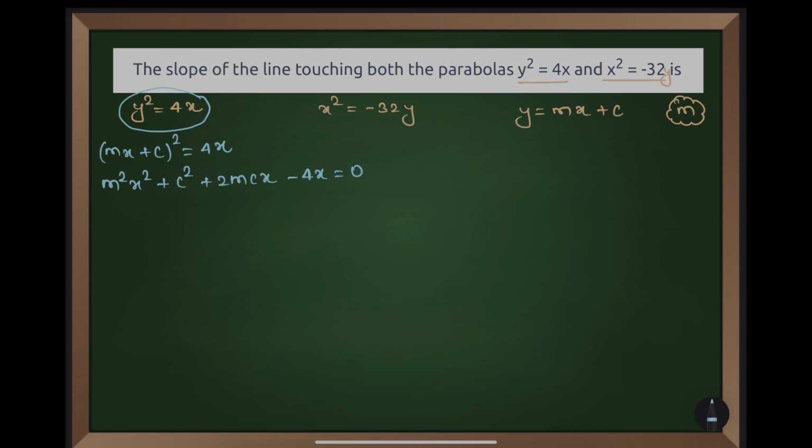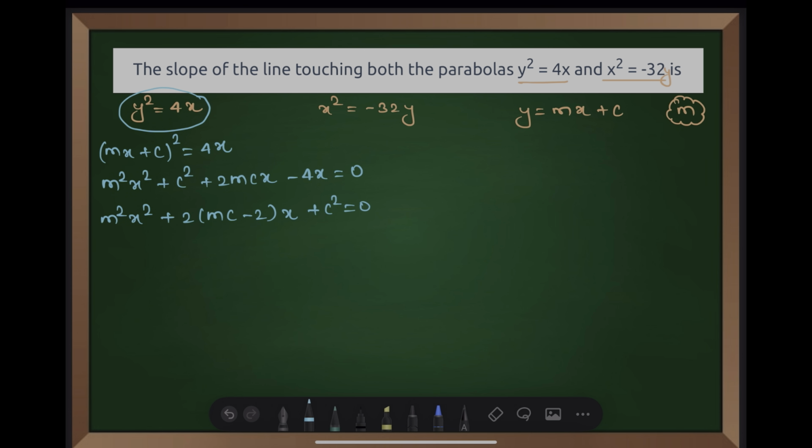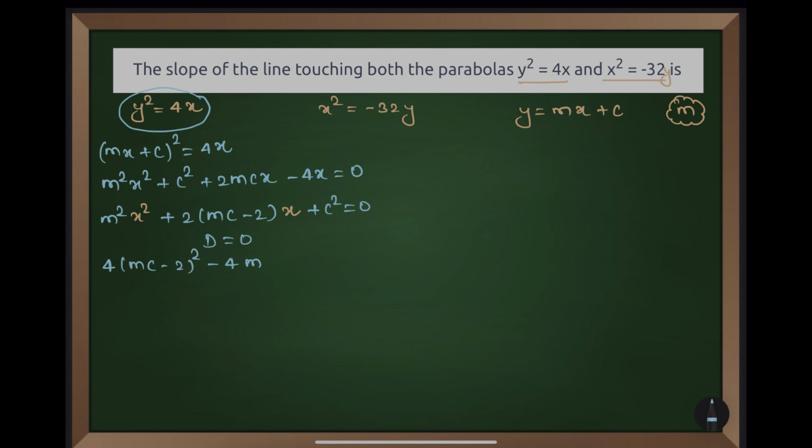So now I'll write quadratic in x. So m square x square plus, I'll take 2 common, mc minus 2 x plus c square. Okay, so now you can clearly visualize that we got quadratic in x, correct? Now you know that it is a tangent, so D should be 0. So can I go with b square minus 4ac is equal to 0.